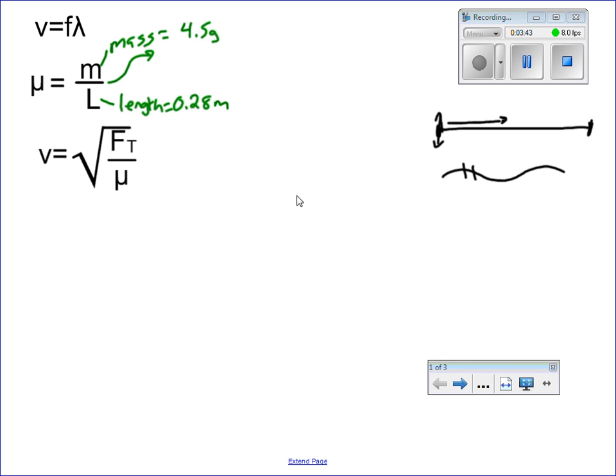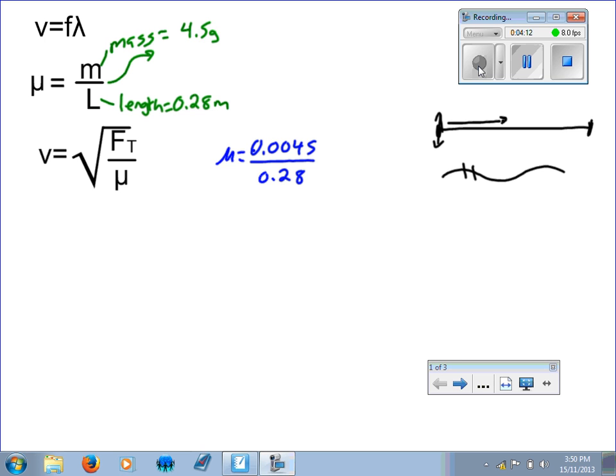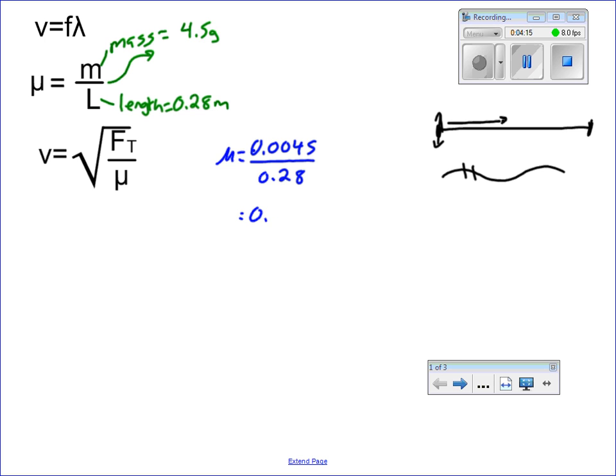What we're going to do is write in the linear density, which we write as mu, just to make things nice and confusing with the coefficient of friction. Mu equals the mass, which is 4.5 grams. Let's put it in kilograms to keep our SI units the same: 0.0045 over 0.28. Again, punch that into our calculator, and we get a value of 0.016 kilograms per meter.